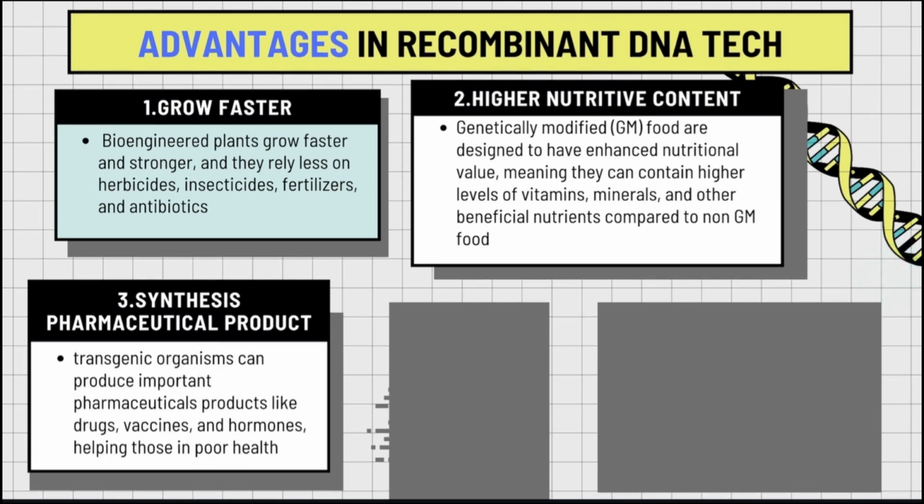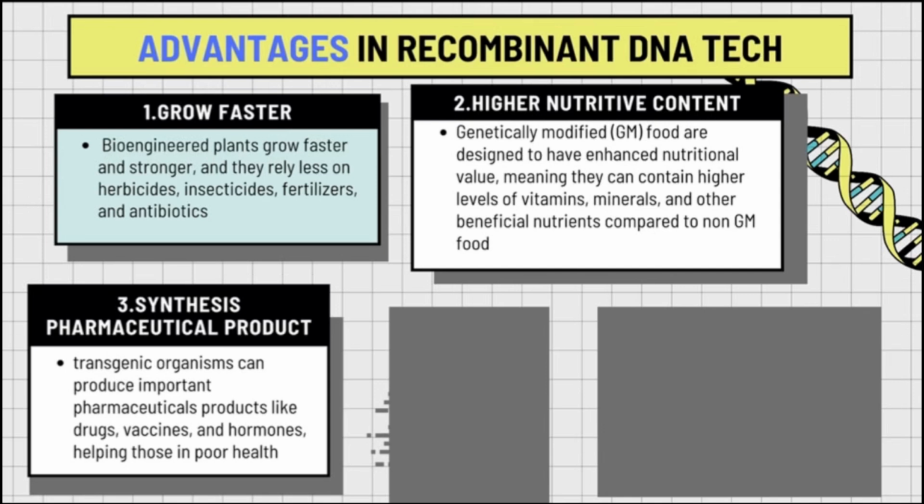Third, synthesis of pharmaceutical products. Transgenic organisms, which are genetically modified, can be used to produce valuable pharmaceutical products like drugs, vaccines, and hormones. These innovations are particularly beneficial for improving health outcomes, especially for people with limited access to medical resources.